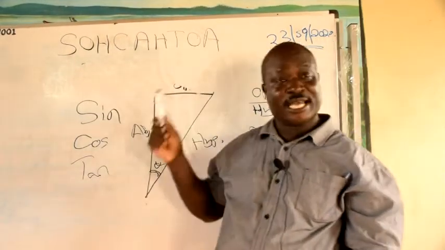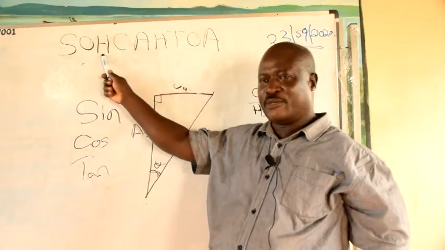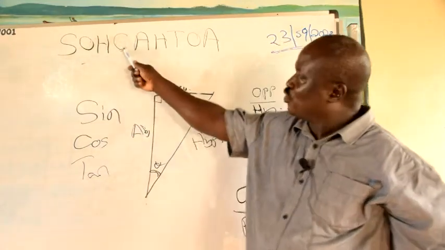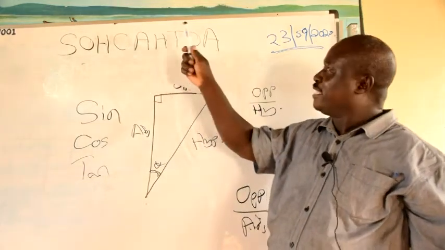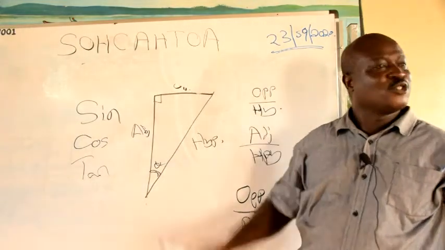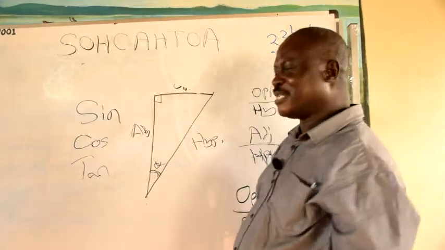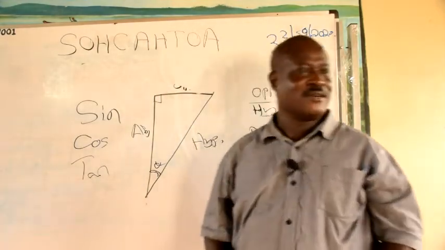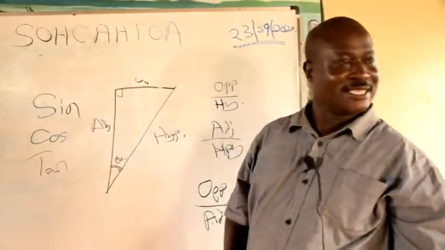Sokatoa. It means that sine of an angle is equal to opposite all over hypotenuse. Cosine of an angle is equal to adjacent all over hypotenuse. And then tangent of an angle is equal to opposite all over adjacent. So if you are planning to forget, please just sing Sokatoa. Sokatoa, Sokatoa. Is that okay?